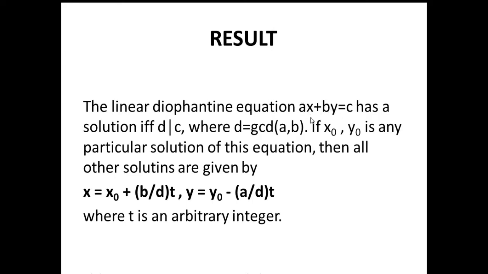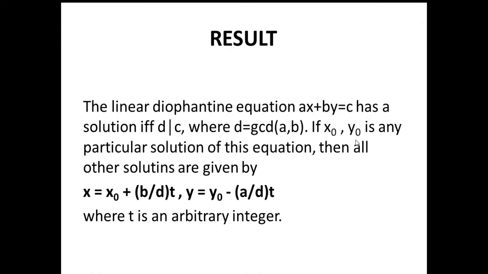So what are we doing? We are finding GCD of a and b and checking whether the GCD is dividing the right hand side or not. So if it is dividing the right hand side, then this equation has a solution. And if the equation has a solution, then the GCD should divide the right hand side. It is an if and only if condition.